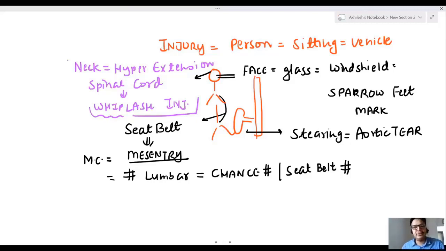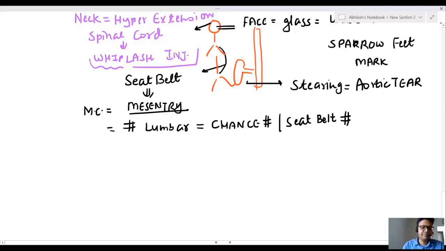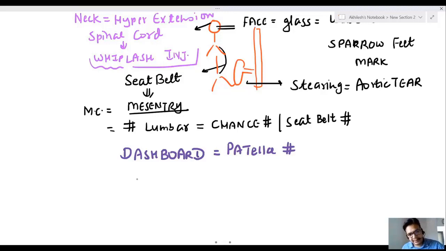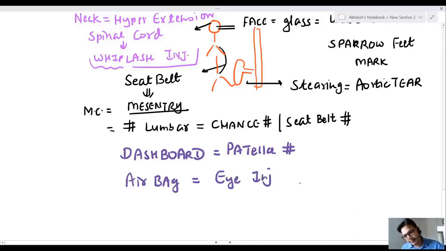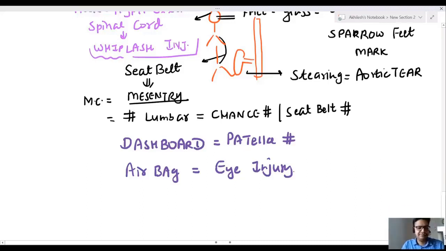Sparrow feet marks are seen on the face. Seat belt injury is most commonly of the mesentery. And the steering leads to aortic tear. Apart from this, the dashboard, which is present in a car or any vehicle, causes patella fracture. Airbags, sir, are protective to you, but these can cause injuries of the eye.